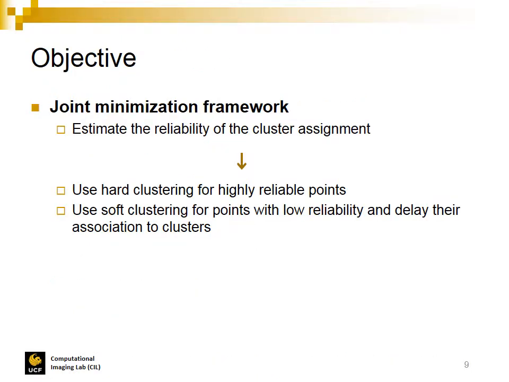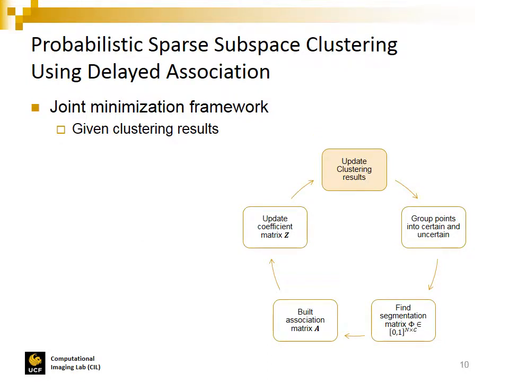In this paper, we propose an alternating method of subspace clustering. We estimate the reliability of cluster assignment for each point xi. If the reliability is low, we call the point uncertain and we delay its association to any cluster. Remaining points at this iteration are considered certain and clustered right away. This helps to improve the accuracy of updating the elements of the similarity matrix in the next iteration. The process starts by assuming that the initial clusters of subspaces are given.